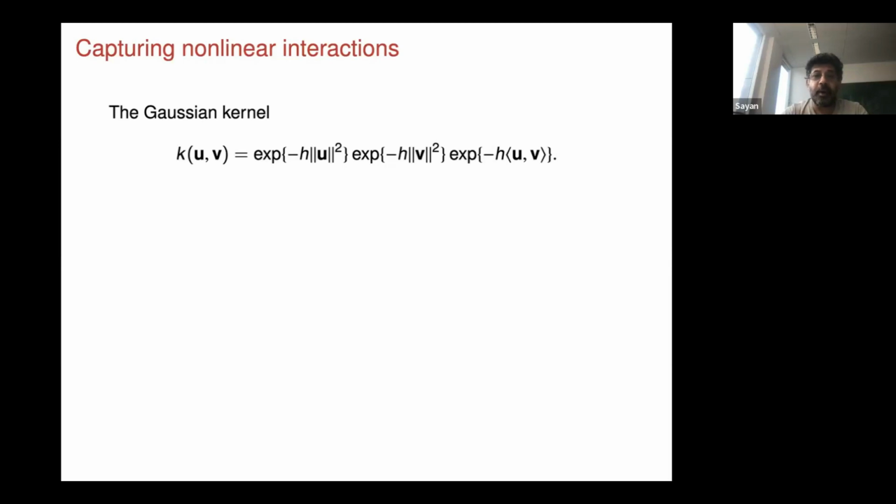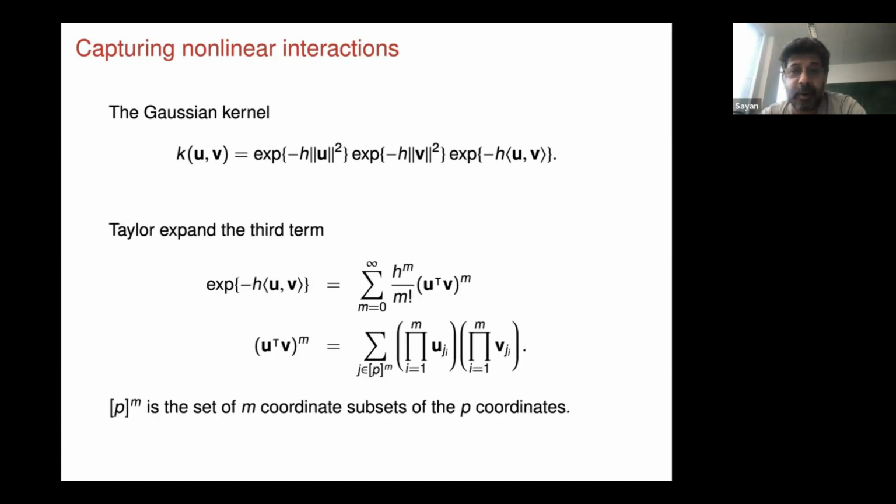If you look at a Gaussian kernel, you can look at a similar type of expansion. There's a linear part, and there are these two quadratic parts. And if you do a Taylor expansion of this, you get something which is a product over the coordinates. So again, what I'm trying to convey is that these kernels can be thought about as these polynomial expansions with interaction terms. Okay.